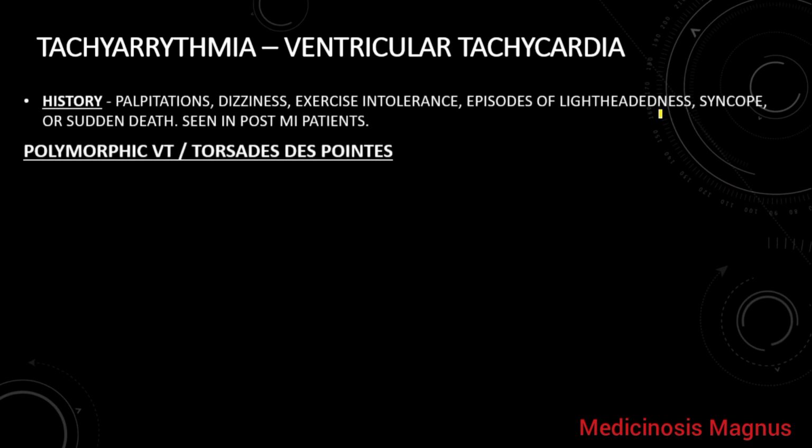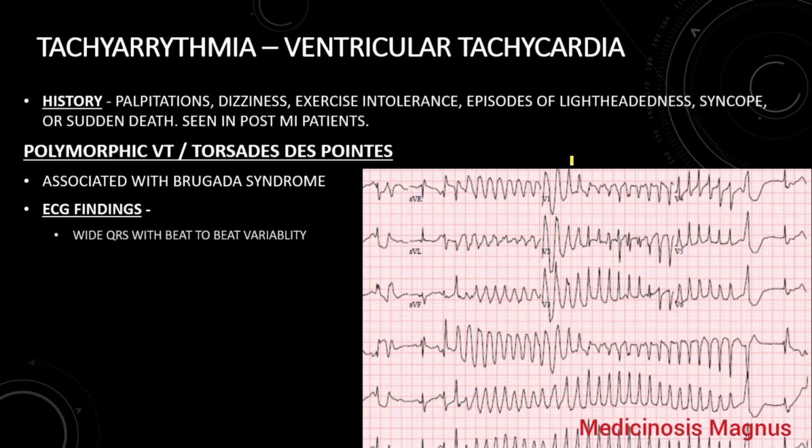And then we will see about the polymorphic VT, also called Torsades de Pointes. These patients are usually associated with Brugada syndrome. The ECG findings are wide QRS with beat to beat variability. The QRS is wide, but they do not resemble each other. That is what beat to beat variability means. And QT interval prolongation can trigger ventricular tachycardia.